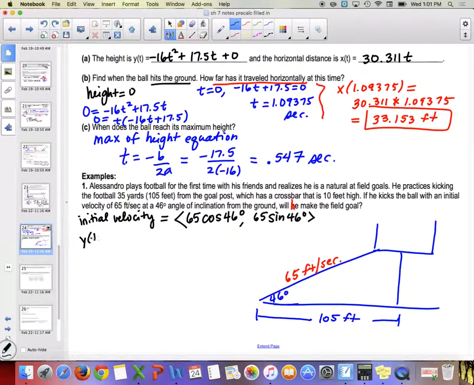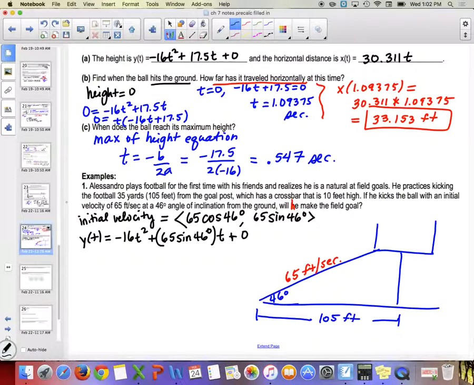The y of t is going to be negative 16t squared plus 65 sine of 46 times t. And then plus, he's kicking it from the ground, right? That would be awesome if he could throw it in the air and kick like 3 feet up, but it does not happen that way. So plus 0.